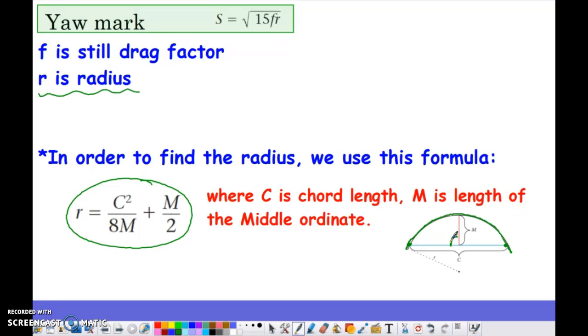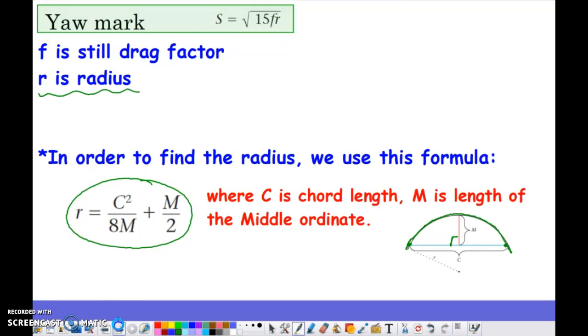In these problems I'm probably always going to tell you what the chord length is and what the middle ordinate is, but I just want you to see what this picture is, to see where those two dimensions come into play. So you are going to have to find the radius using this formula here, and then take the radius and plug that into the yaw mark formula.